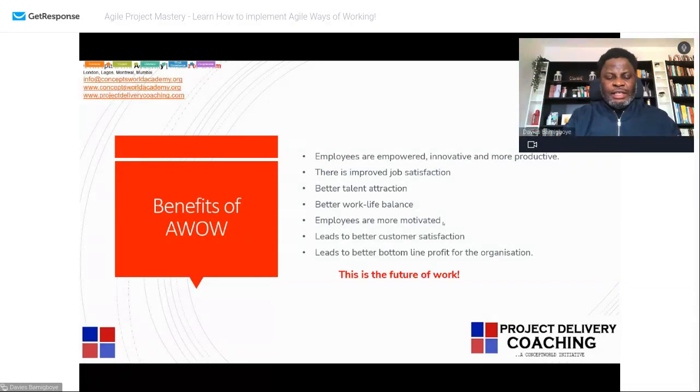Okay, and then the other thing is it leads to a better bottom line of profit for the organization. The more you have customers who are satisfied with what you're doing, the more they want to spend with you, then the more money you are going to end up making. Again, I believe agile ways of working is the future of work. I sincerely believe it. So mark my word, it is the future of work.